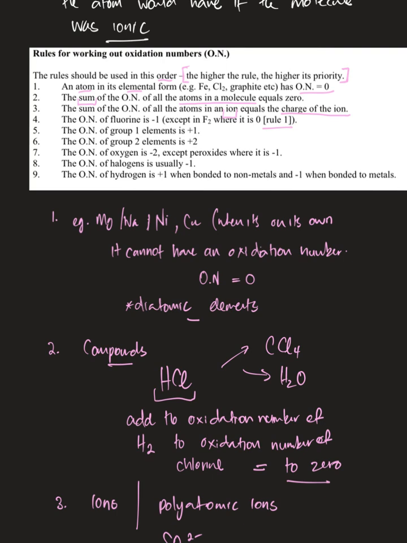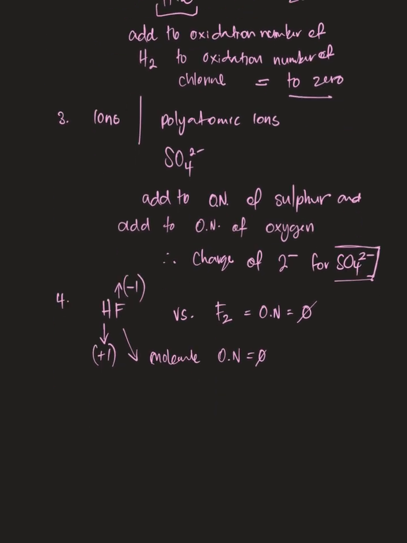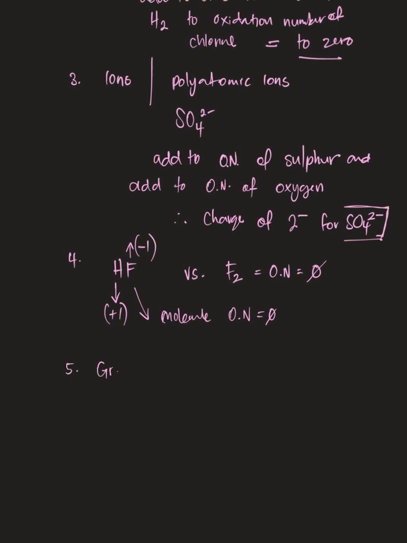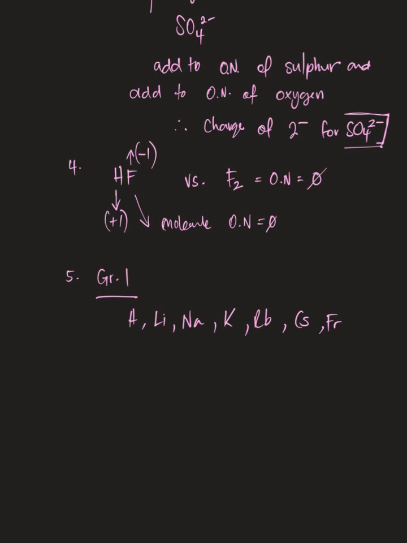The next one: the oxidation number of group 1 elements is +1. So anything in group 1, hydrogen, lithium, sodium, potassium, rubidium, cesium, and francium, they all have an oxidation number equal to +1.